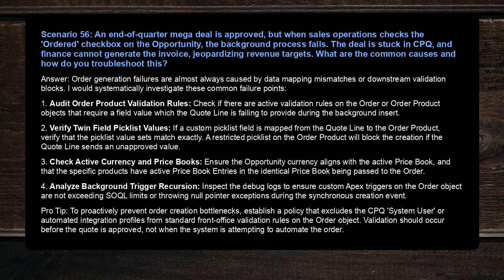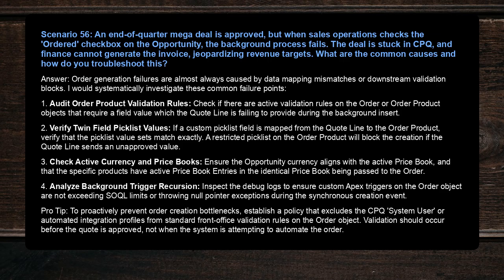Answer: order generation failures are almost always caused by data mapping mismatches or downstream validation blocks. I would systematically investigate these common failure points. 1. Audit order product validation rules. Check if there are active validation rules on the order or order product objects that require a field value which the quote line is failing to provide during the background insert. 2. Verify twin field picklist values. If a custom picklist field is mapped from the quote line to the order product, verify that the picklist value sets match exactly.